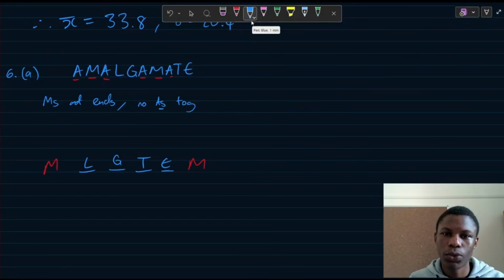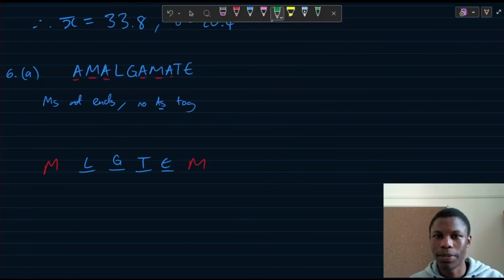If I want to ensure that I don't have any A's being next to each other, then I can put an A here, or I can put an A here, or I can put an A here, and an A here, and an A here. So this ensures that there's always at least one letter between the two A's. And that's exactly what we're looking for, right? Because we don't want any A's to be together. So that's the approach. And bear in mind that we can't have an A there because the M's have to be at either end.